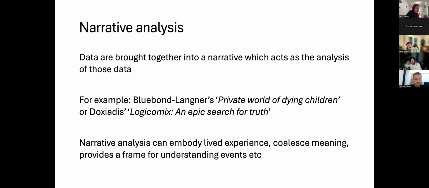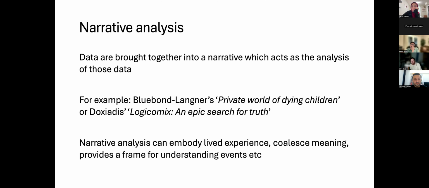Yeah, and as such, it was presented as the analysis. She could have done a thematic analysis and said children think X, Y, and Z, and these are the issues. But what she did was she wrote this story in the form of a 3-act play. And again, Doxiadis' PhD came out as a book called Logicomics, which is basically a graphic novel of the life of Bertrand Russell. Again, bringing things together into a story.